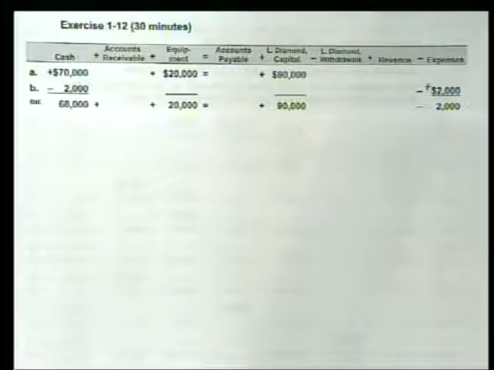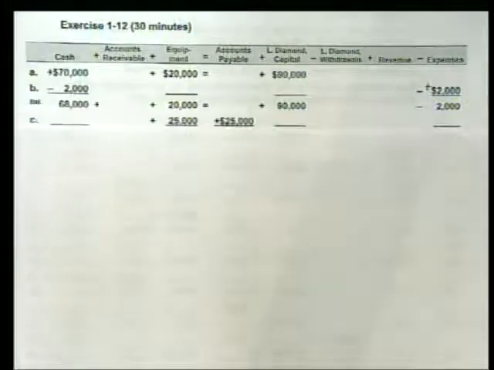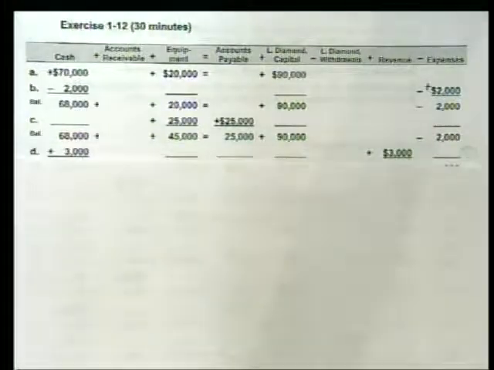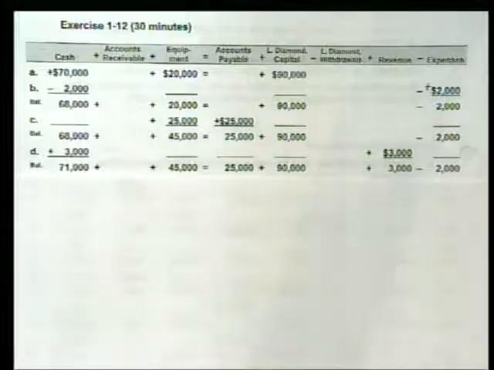Transaction C. The company purchased $25,000 of additional equipment on credit. Equipment goes up and AP goes up by $25,000 each. Compute the new balances. Everything's good, right? Okay, transaction D. The company completed work for a client and immediately collected the $3,000 cash earned. Okay, cash goes up by 3,000, revenue goes up by 3,000. Everything is still in balance. Okay?